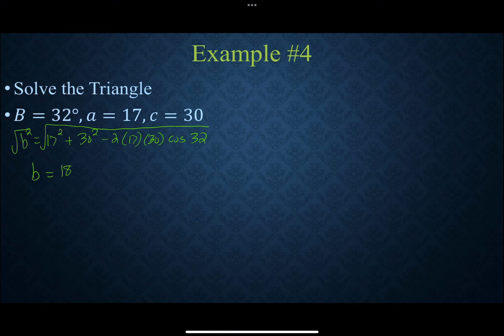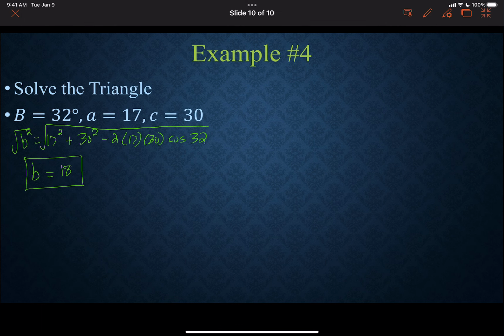When you do this in your calculator, so let me type it out, 17 squared plus 30 squared minus 2 times 17 times 30 times the cosine of your 32. I'm getting 17.999748838, which is rounding to 18 for the thousandths place. So definitely make sure we're not using just 18, we're storing it, and I'll store it as alpha B.